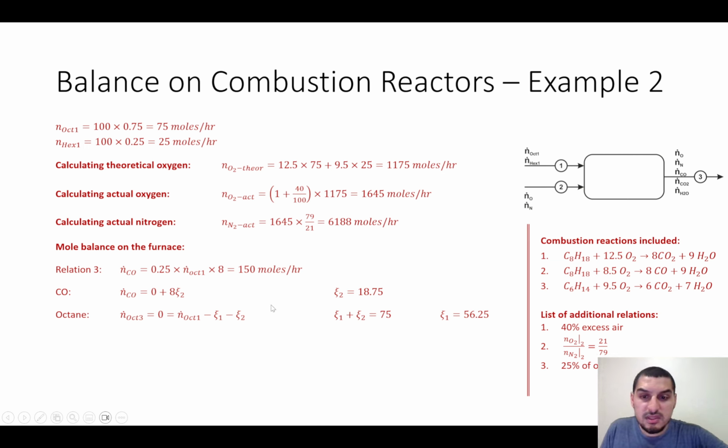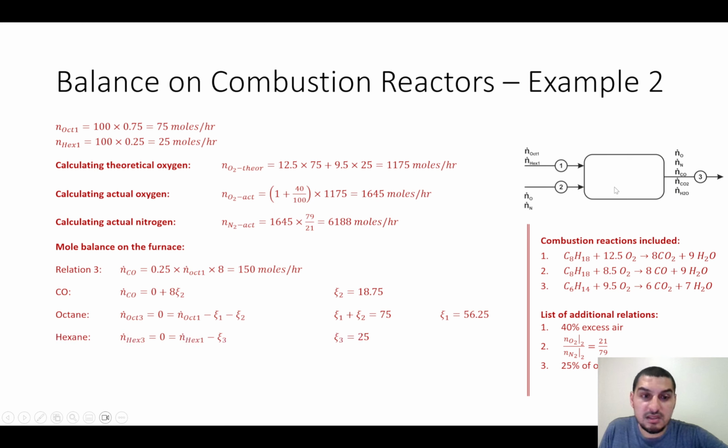Now we can write the balance equation on octane. Octane is totally consumed, so the product is 0, and the 0 equals the octane in the feed, which is 75, and it's consumed in reaction 1 and 2, so it's minus Xy1 minus Xy2, and I know the value of Xy2, so I can calculate Xy1. Now I calculated the two extents of reaction, which is good news as we agreed. And we need to calculate Xy3, and Xy3 we can get by writing the balance equation on hexane.